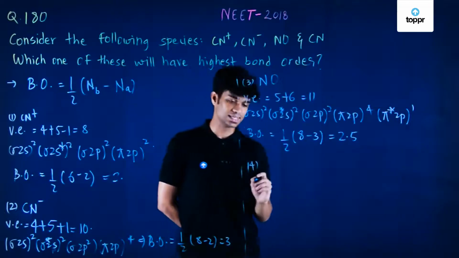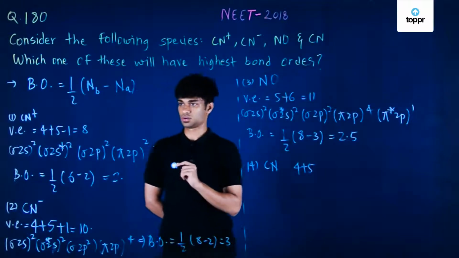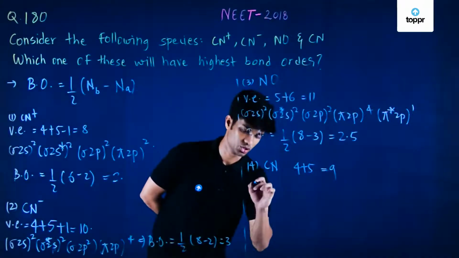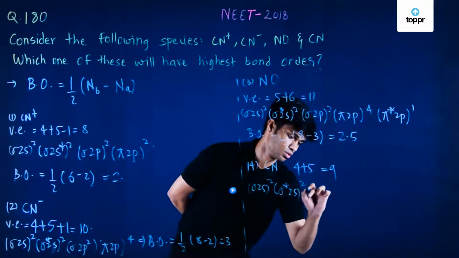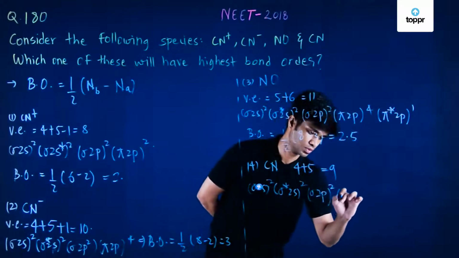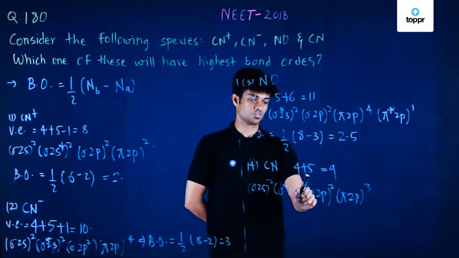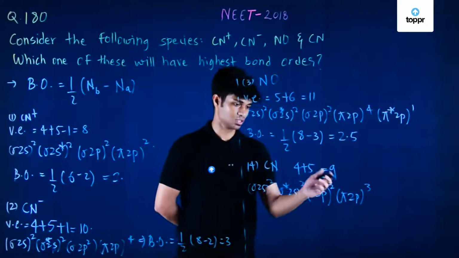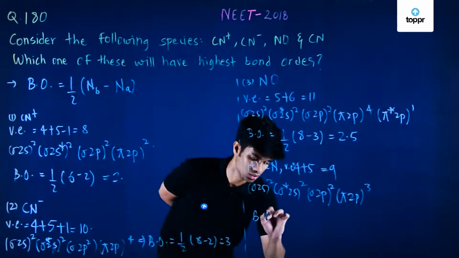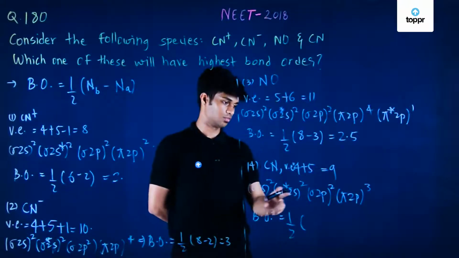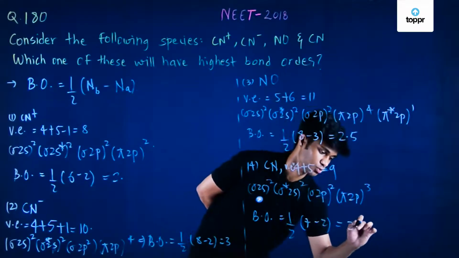Finally, I have CN. So this is 4 plus 5, that is equal to 9. So I'm going to have sigma 2s2, sigma star 2s2, sigma 2p2, and pi 2p3, right? 2 plus 2, 4, plus 2, 6, plus 3, 9. So these are my valence electrons basically. So my bond order now is going to look like half of (3 plus 2, 5, 5 plus 2, 7, 7 minus 2), that is 5 by 2, that is 2.5.